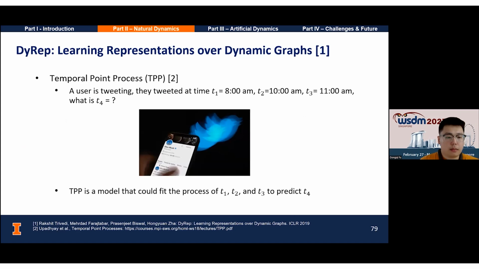So a fundamental introduction is needed for the temporal point process. What is TPP short for? What does TPP mean? You can understand it this way. A user is tweeting. They tweeted at time T1, which is 8 o'clock, and T2, which is 10 o'clock, and T3, which is 11 o'clock. So what is T4? What will the next tweet be? The TPP is this kind of model that could fit this process of T1, T2, and T3 to predict what T4 is, maybe 12 o'clock.